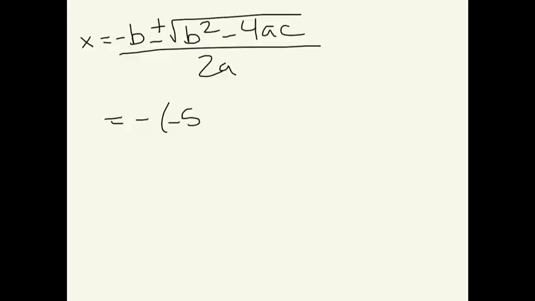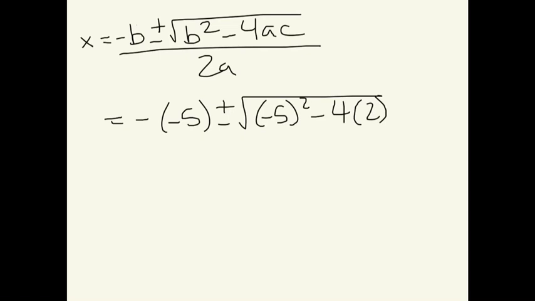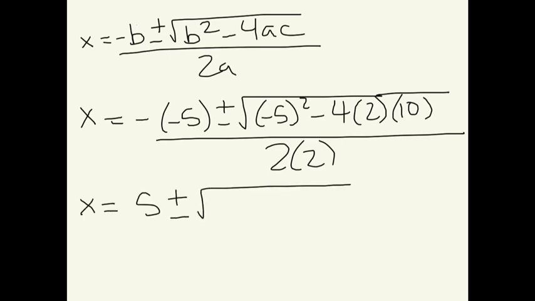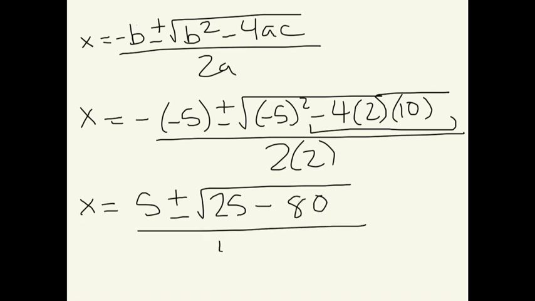Wherever we see b, we're going to replace it with a negative 5 plus or minus, and it's going to be negative 5 squared minus 4 times, well, a was 2, and c was 10. Okay, all over 2 times 2. So working this one out, negative times negative, that's going to be a positive 5, plus or minus, well, this here underneath the brackets is going to be, well, negative 5 squared is 25. Then you have a negative 4 times 2 times 10, which is going to be negative 80. And on the bottom, it's going to be 4.